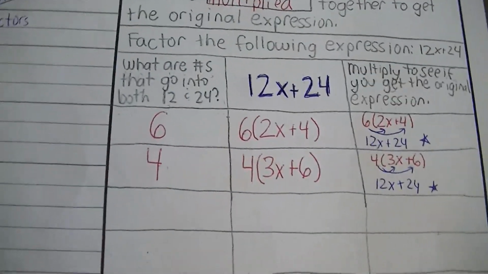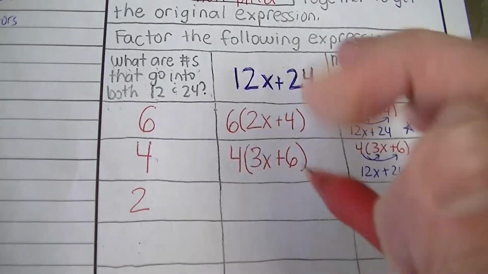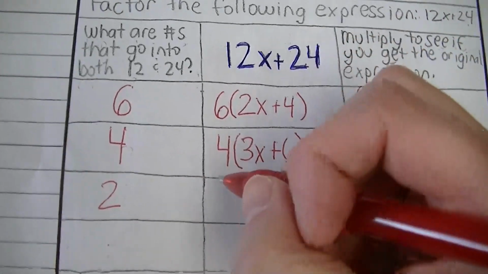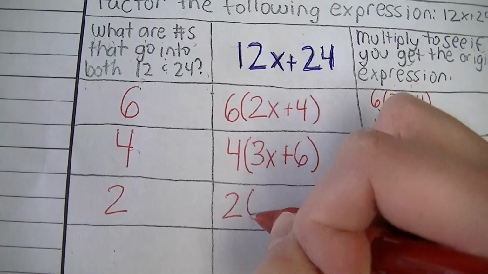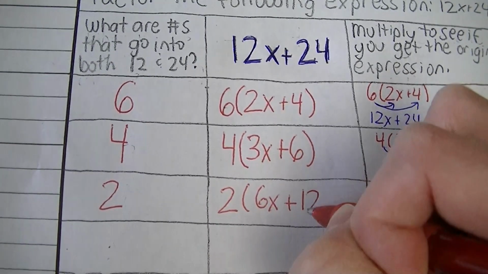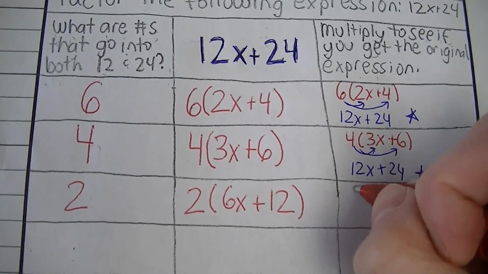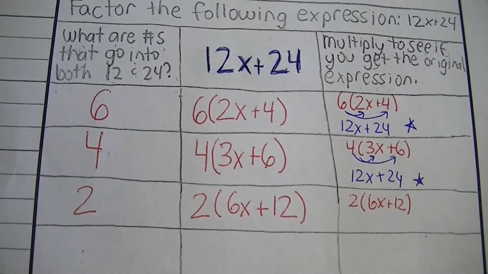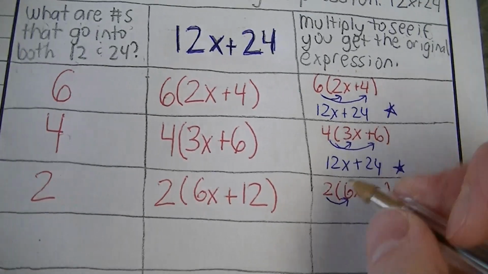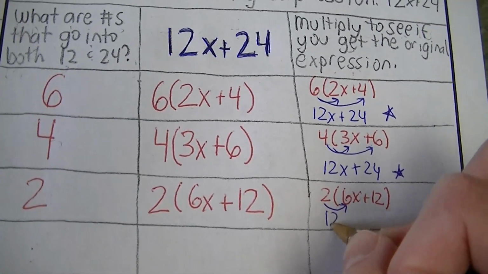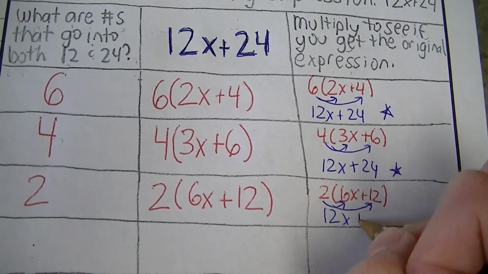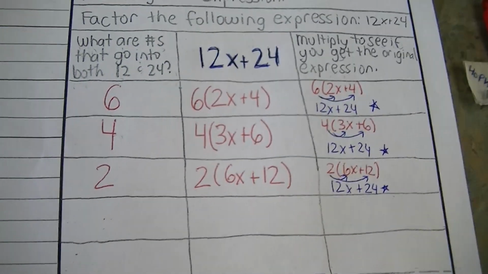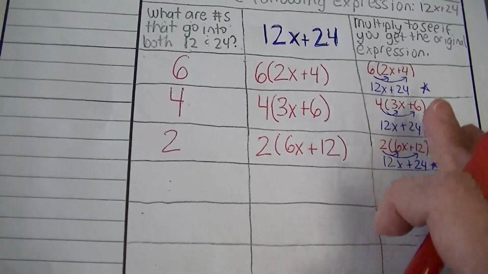Okay? I want you to try the next one on your own. I want you to factor out a 2. Pause the video right now and go ahead and do that. Now this is what you should get. Okay? And of course I want you to check it. Two times 6x is 12x. 2 times a positive 12 is a positive 24. So yeah, we're right.